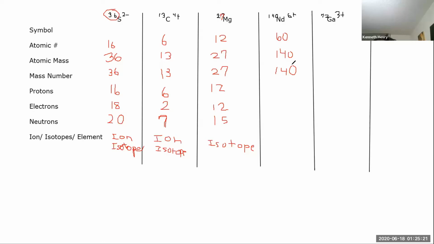Okay, let's go. Veronica, number of protons. The protons are 60. Let's go, Nancy, the number of neutrons. I mean, electrons. 54. Judy, the number of neutrons.